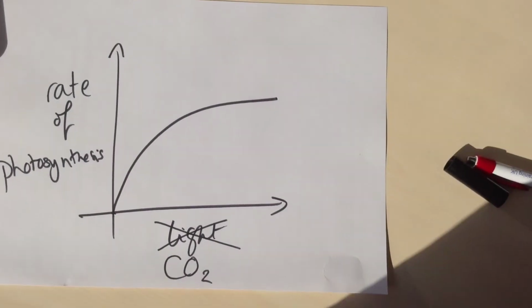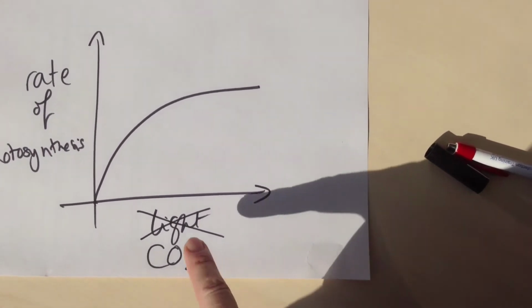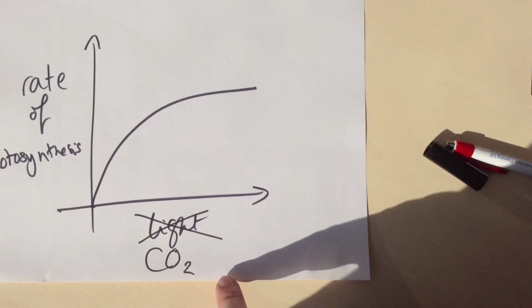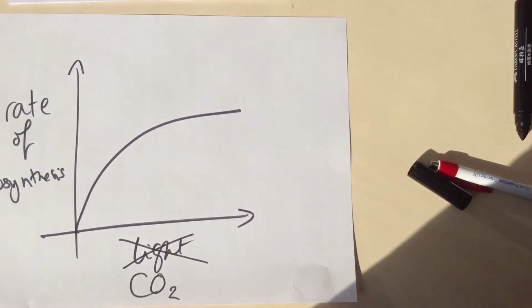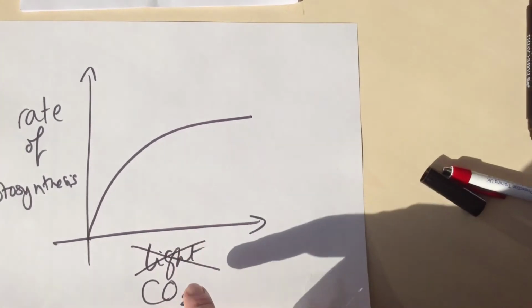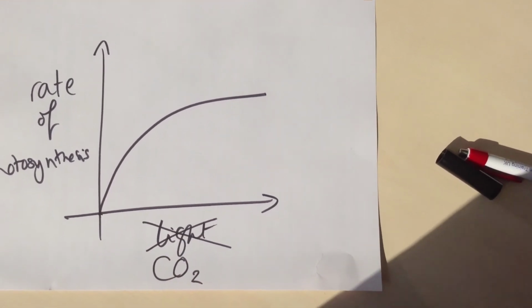You can use exactly the same graph for carbon dioxide. So instead of light, I've now got carbon dioxide on the x-axis. So as I increase the amount of carbon dioxide, the amount of photosynthesis increases up to a point where it starts to level off. Then something else becomes limiting.